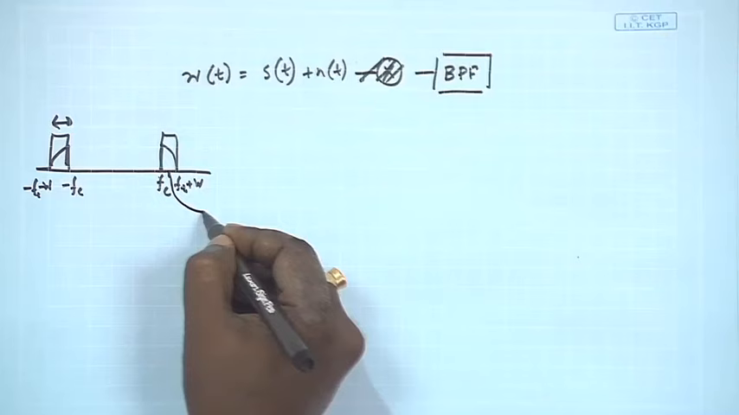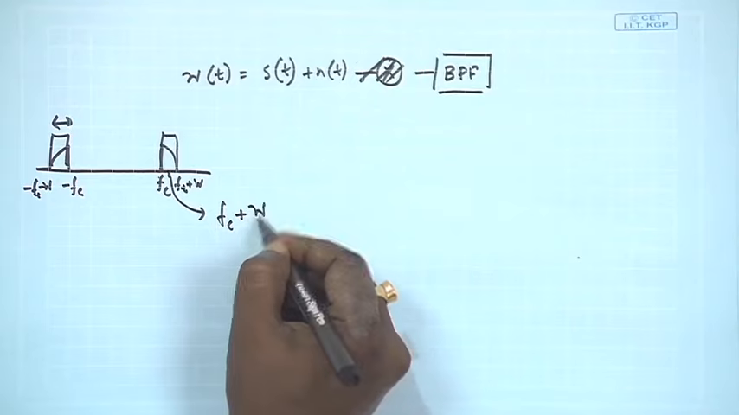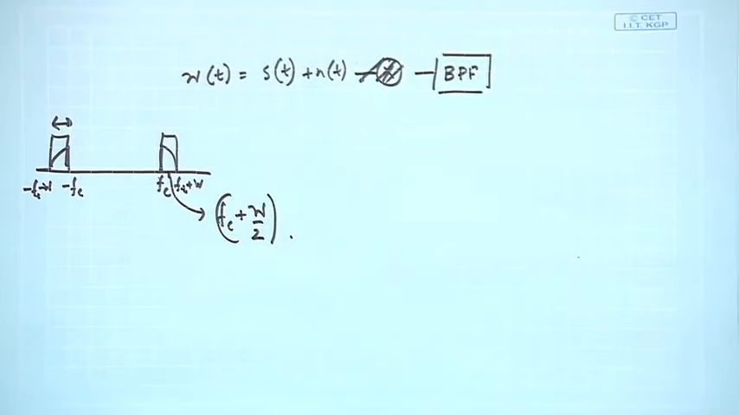That is no longer FC, that is actually FC plus W by 2. So, this is a big change which happens whenever you employ SSB. The filter center frequency is now changed. What will be the consequence of this? The noise will be characterized in a different way, because that is now the frequency of the band pass, that is the central frequency of the band pass noise.